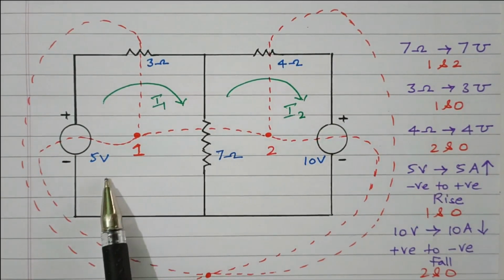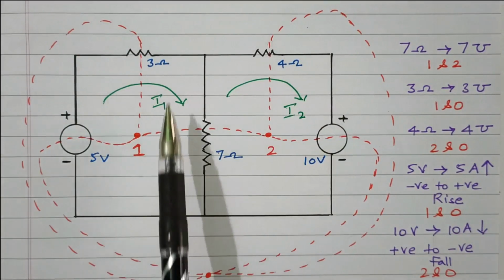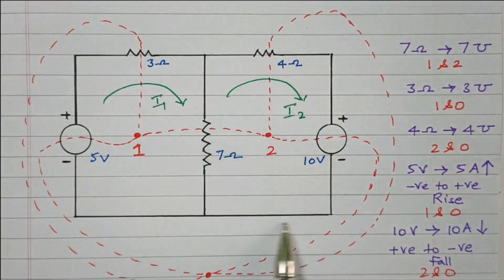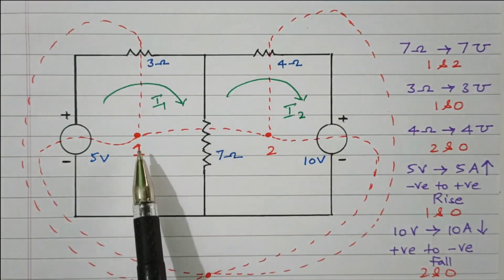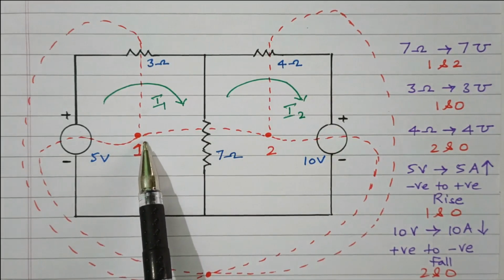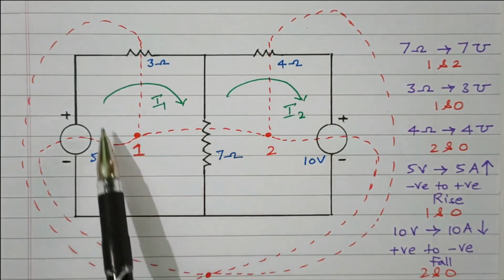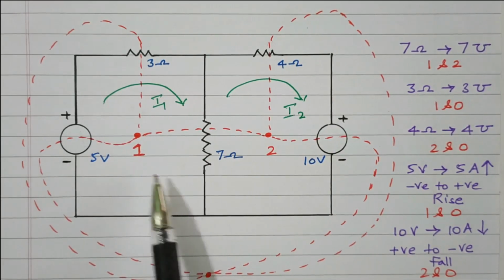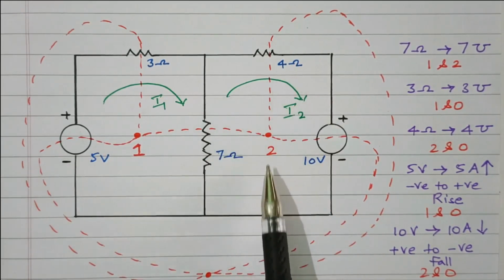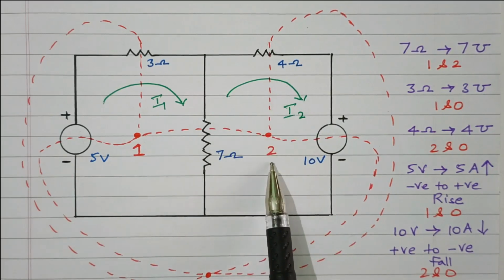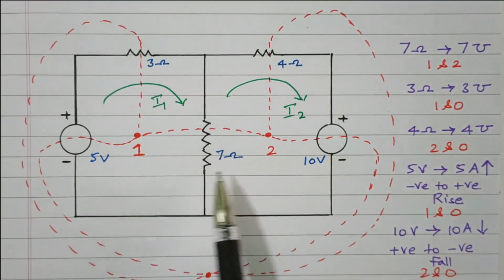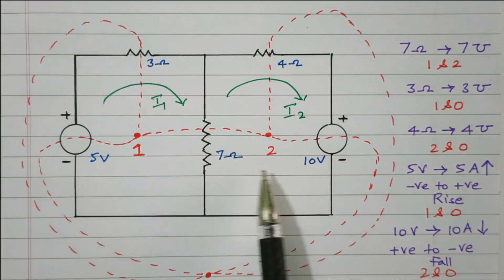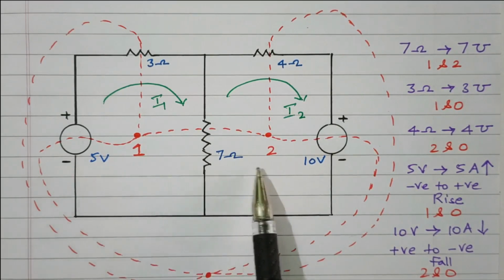So this is the diagram drawn again. The black color diagram is the original network. The first step is we need to place a dot in each and every loop. So this is the first loop. We placed one dot and numbered it as 1. This is another loop. Here one more dot is placed, numbered as 2. So we have 2 loops available, and 2 dots are placed, numbered as 1 and 2.